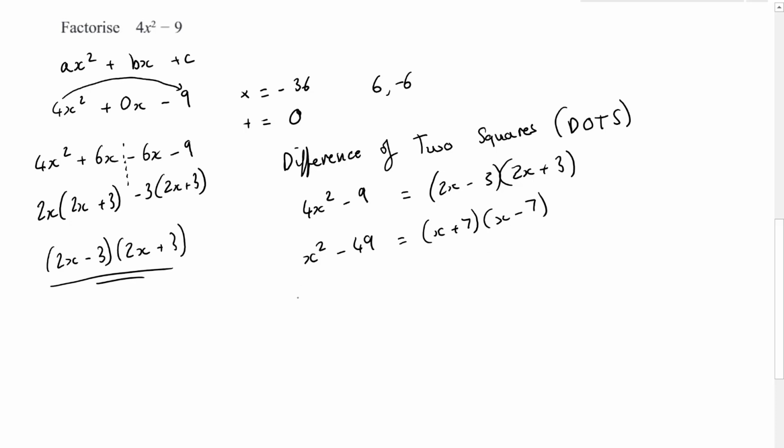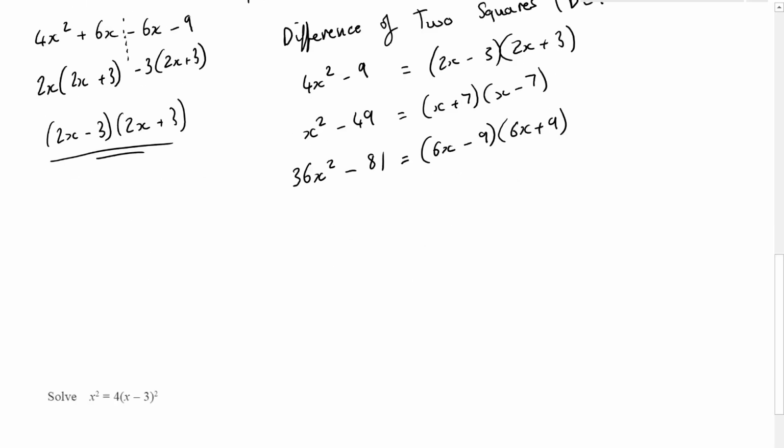We could do it with 36x squared minus 81, and this would become 6x minus 9 multiplied by 6x plus 9, and this makes it a lot easier for us to perform these rather than going through this whole method. We could just basically instantly tell what it's supposed to be.